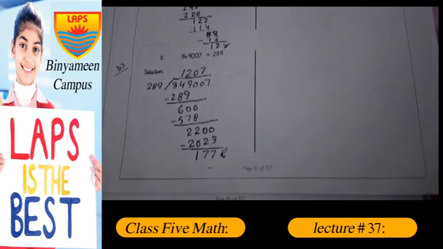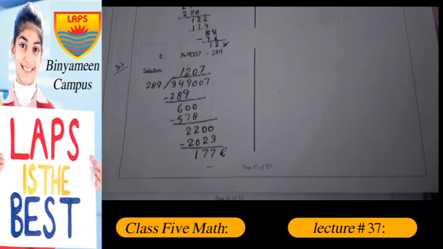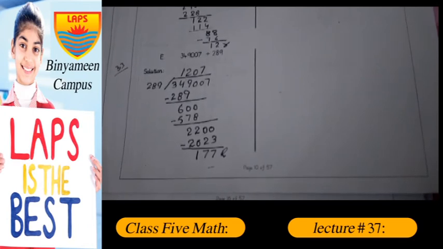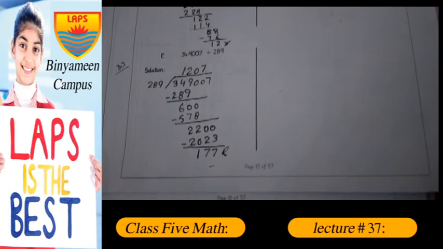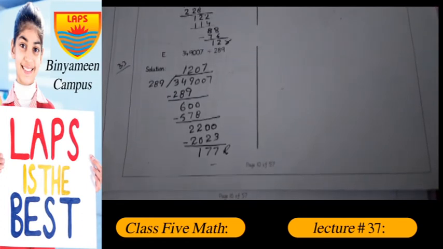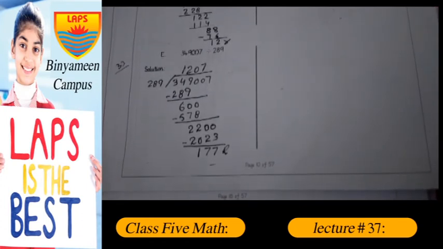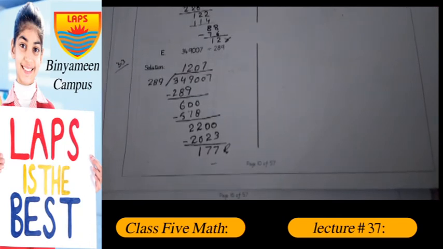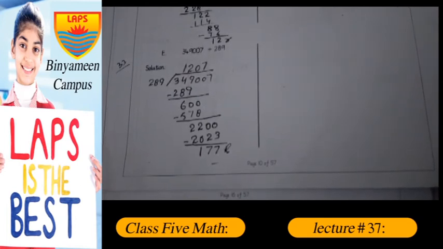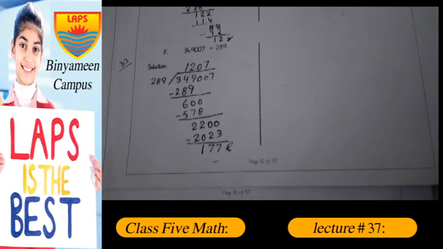And now 289 multiplied by 7, we get 2023. Now we subtract, we get 177. 177 is smaller than 289. Therefore 177 is the remainder of this question.